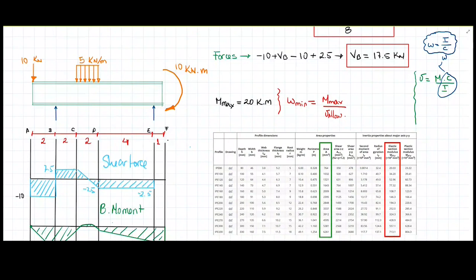Now, if I continue here, I'm going to have that. This is going to be 20 kilonewtons meter on the top.